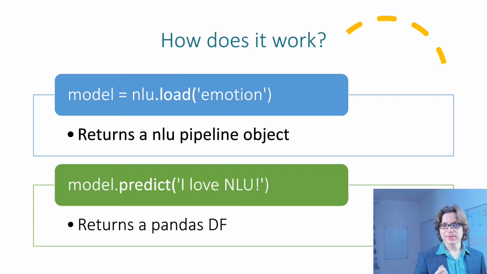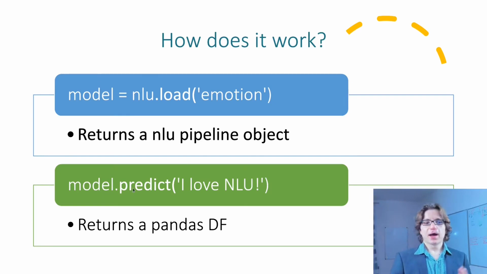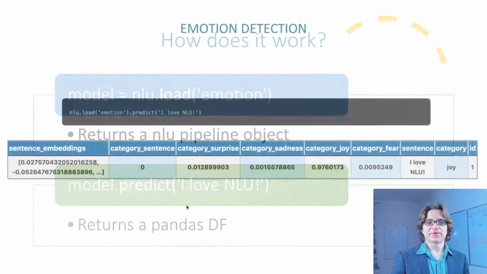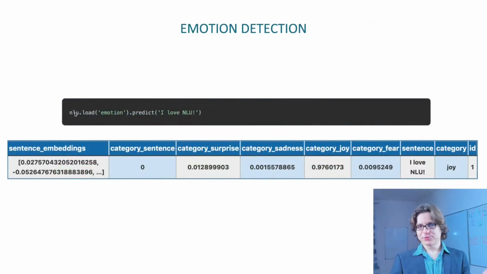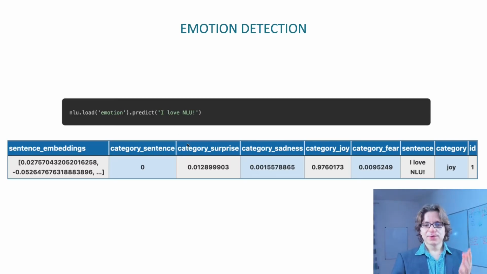And so in a concrete example, you would say NLU.load emotion, and then you have the model object, and with the model you can say model.predict I love NLU. And this gets you a pandas data frame. Which one? Exactly this. So if you type NLU.load emotion.predict I love NLU in just one line, you get this data frame with deep learning sentence embeddings, the category of the sentence, which will be predicted. In this case, it's an emotional classifier, either as surprise, sadness, joy, or fear. And in this case, it's a joyful sentence. So it has the category of joy, and we have also all the other confidences here.